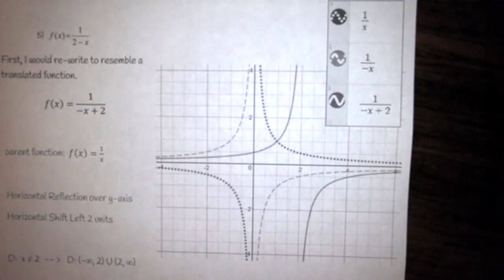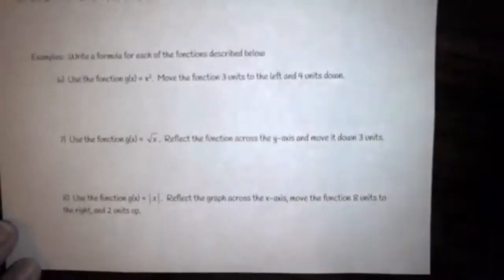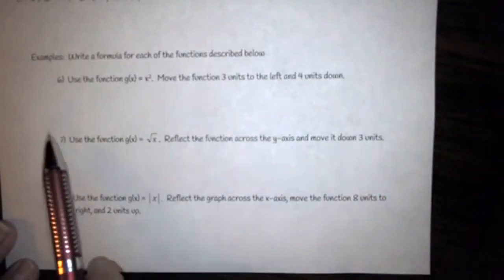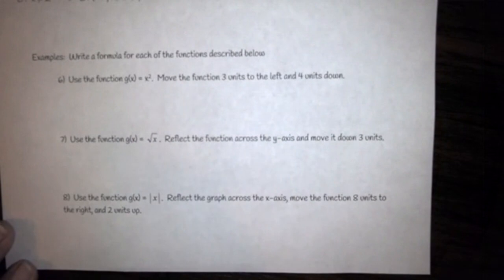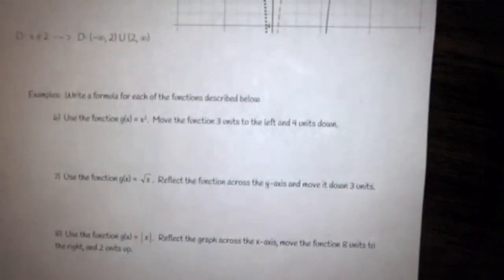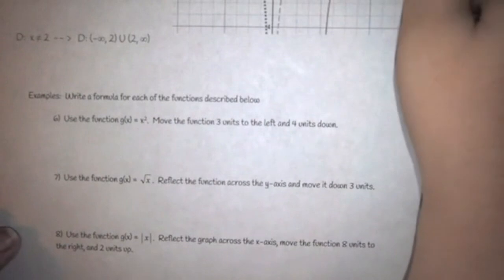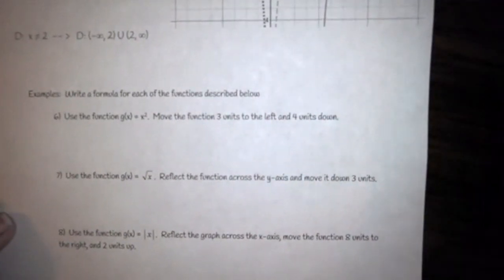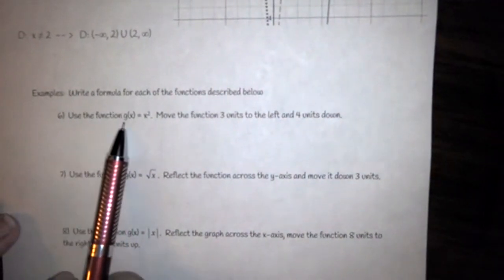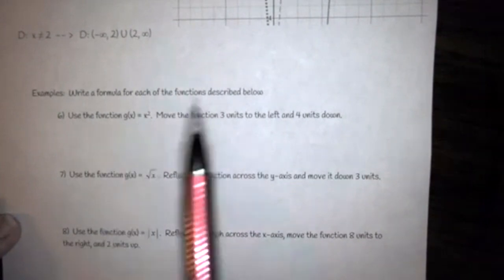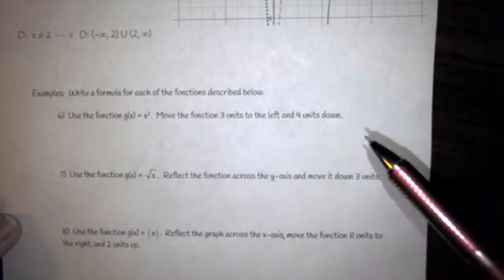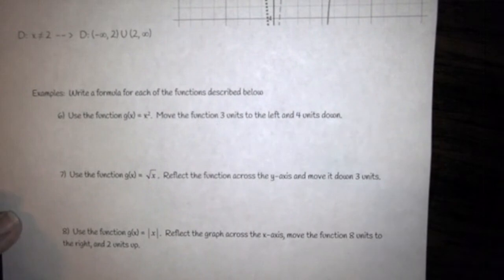The last thing I wanted to talk about real quick before we end is what happens if instead of going from the formula into its graph pieces, I want to take written words into a formula. So here it says use the function g of x equals x squared, and then we want to move the function 3 units to the left and 4 units down. So you have to create this formula. So I'm telling you that g of x is going to be the following.